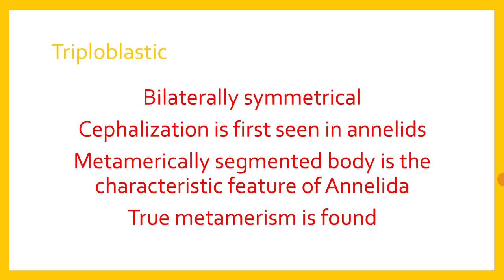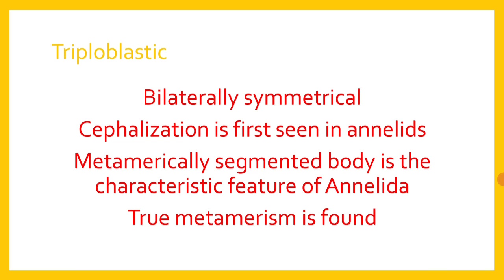Because of the bilateral symmetry, there is formation of a special or organized head, and this is called cephalization. Cephalization is nothing but the formation of a specific head. As a thumb rule, cephalization is always associated with bilateral symmetry. Because of the triploblastic and bilaterally symmetrical nature, annelids have developed this cephalization character for the first time in the entire animal kingdom. That means in the phylum Annelida, for the first time, the organized head is formed.